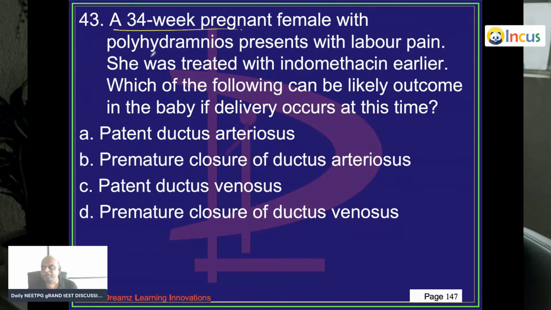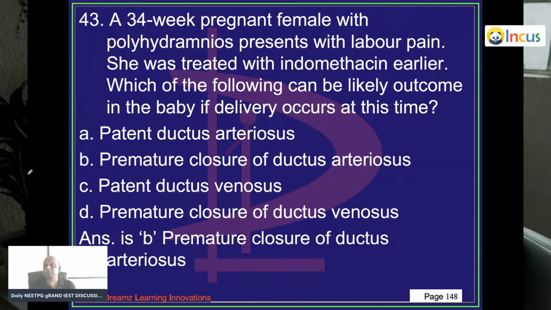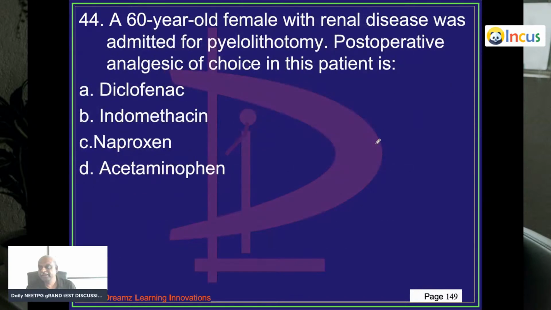A 34-week pregnant female with polyhydramnios presents with labor pain. She was treated with indomethacin. What will happen? Always remember P, P, P, P, P. P means prostaglandin maintains patent PDA. Prostaglandins cause the patent ductus arteriosus to remain patent, and any antiprostaglandin will cause premature closure.